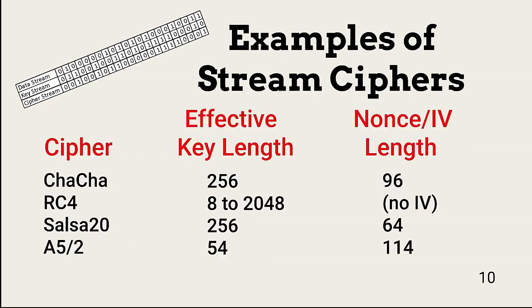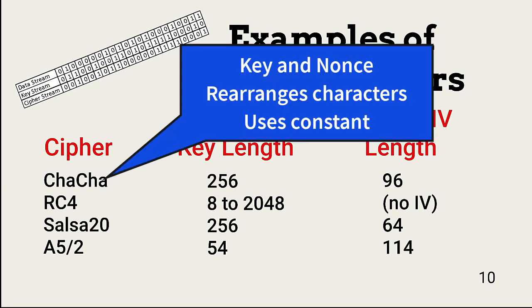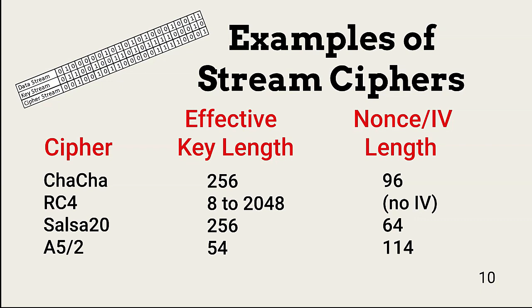These are examples of stream ciphers. What we've looked at so far is the basic operation of stream ciphers, but they're not all made the same. For example, ChaCha, a very popular cipher, uses a key and nonce, but it can also rearrange letters. It also uses a 128-bit constant value. Not all stream ciphers have the same strength. It's important to understand how stream ciphers and the various approaches work, so an organization can select the right one.